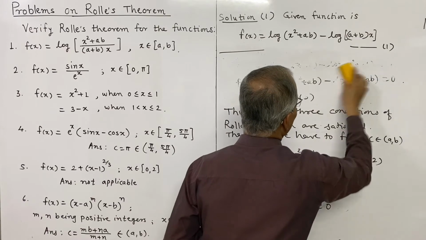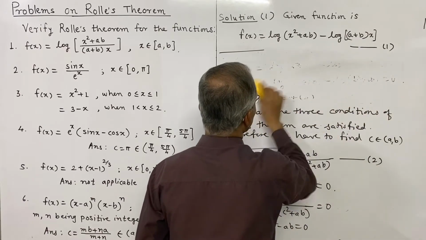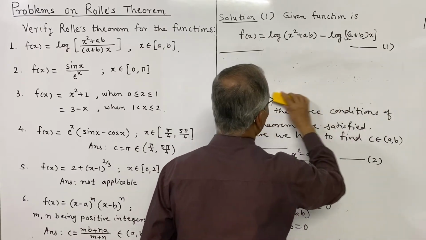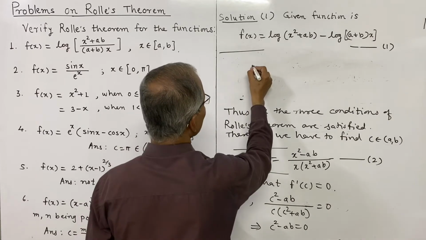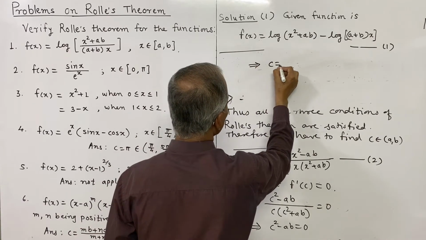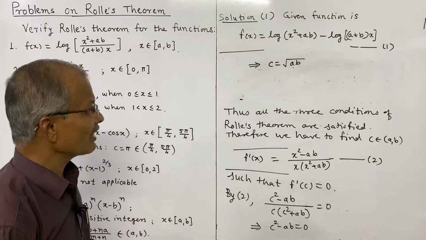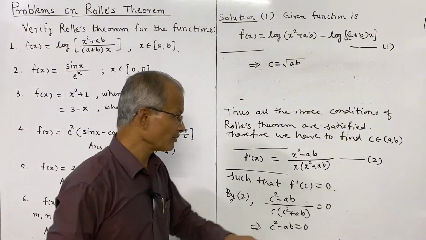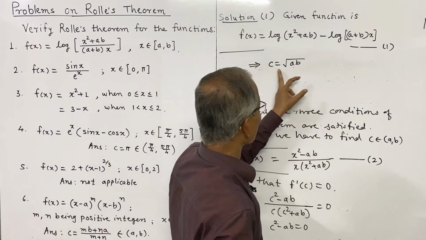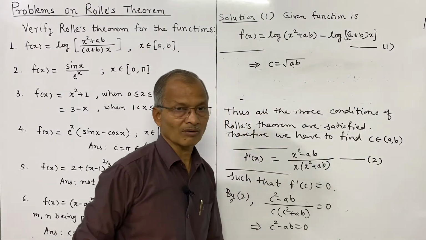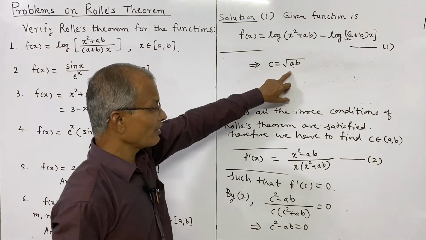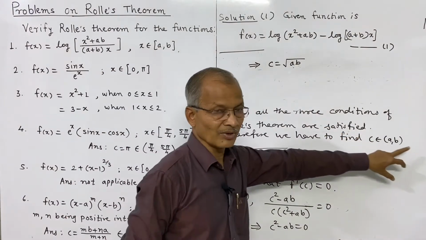Or that means c is under root of ab, or therefore this implies c is equal to root of ab. And what we have to verify is whether this value is in the open interval a comma b or not. This value of c, is it in the interval ab or not, and this is the geometric mean of a and b.